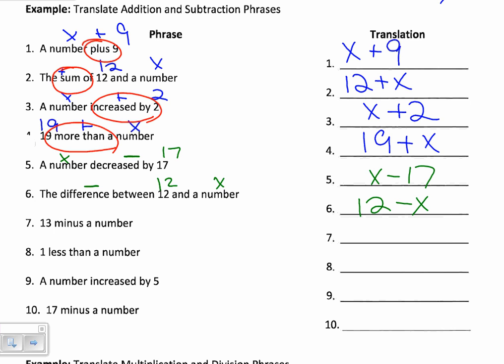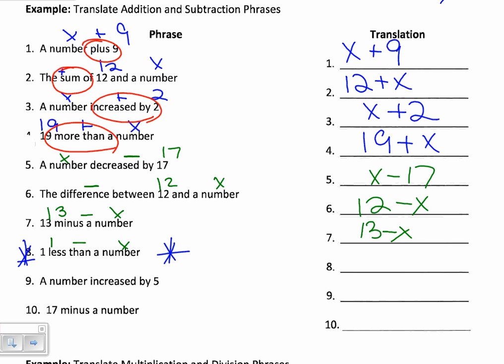Number 7, 13 minus a number. So 13 minus means to subtract. A number, I don't know what it is, is x. So 13 minus x means 13 minus a number. Okay, continuing. Number 8, 1 less than a number. Less than means to make smaller, so it's minus a number. I don't know what it is, so I'm going to call it x. Be careful, and I'm going to star this one.